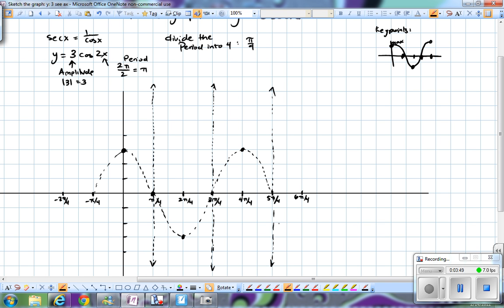We have not yet started our sketch for the secant graph. Once you determine this, what you want to notice is that your minimum and your maximum will guide the secant graph. Remember that at an asymptote, you do not want to cross that asymptote. You do want to approach it. And there you have the secant graph.